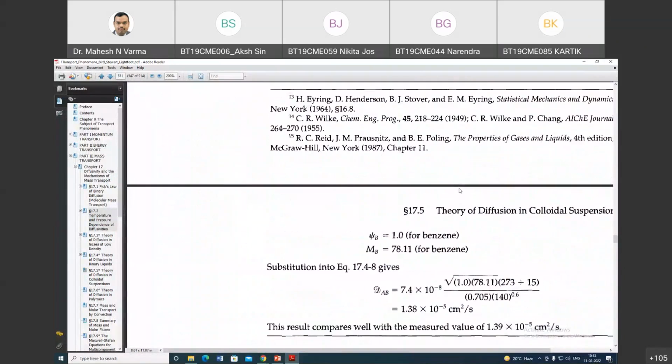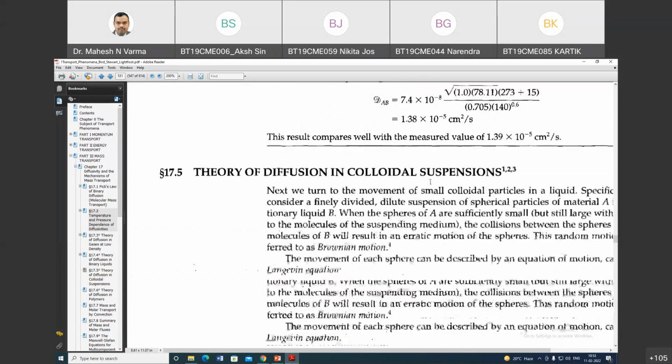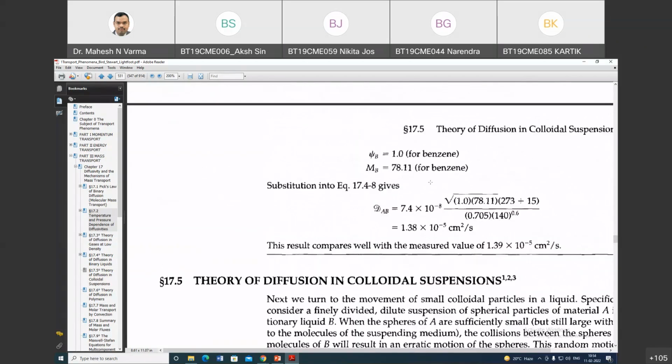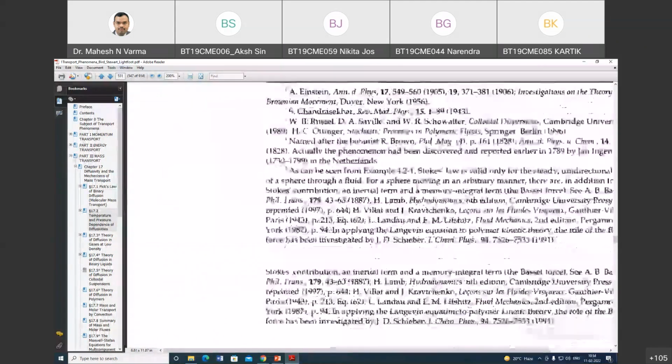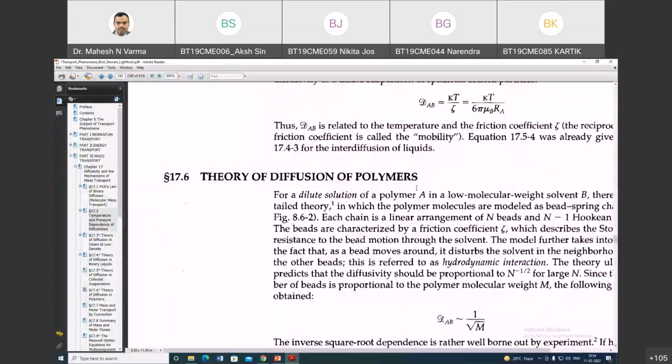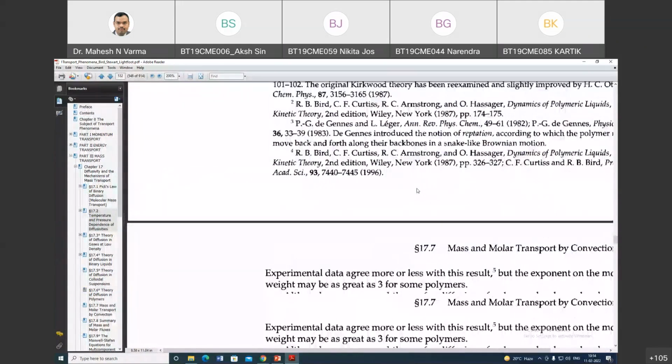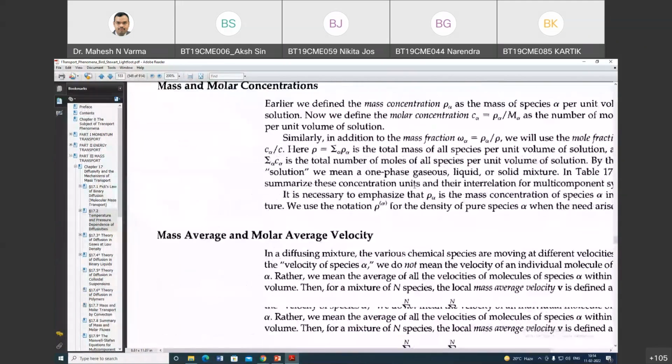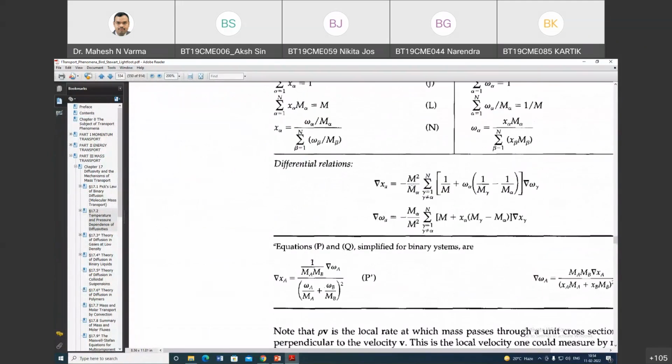Just read the equation, solve the problem and know how to use that equation, so that you get a feel that there are equations available which will give me a value of diffusivity for different compounds, and how to use these appendices and given data. There is also theory of diffusion of polymers. Some discussion is there, and solved and unsolved problems are there.